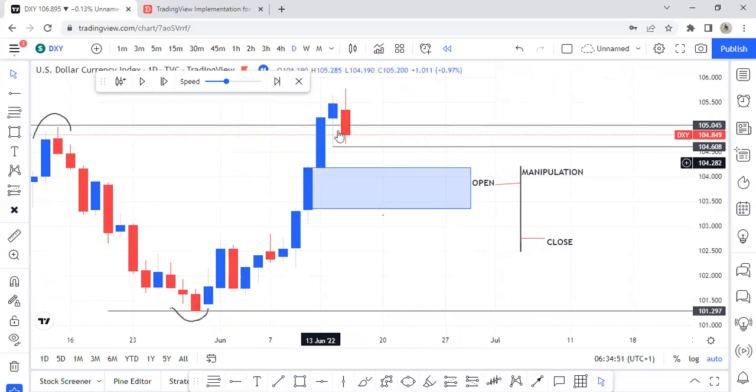Market should sell down, clear liquidity, and then come to fill what? This imbalance. So now we have a bearish bias because the market is giving us what? A sell setup. So we are looking to capture the sell after the open and what? The manipulation. Now we have understood the daily bias. How do we do our intraday trading?